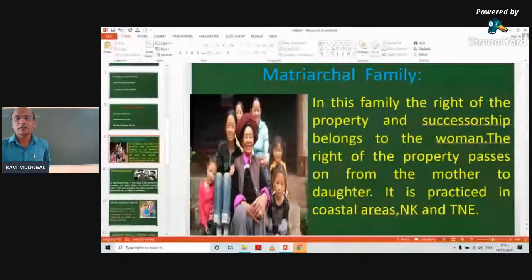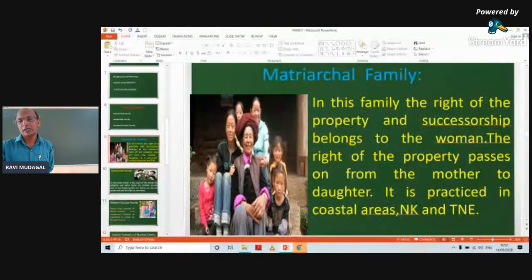In this family, the right of the property and the successorship belongs to the woman. The right of the property passes on from the mother to daughter.